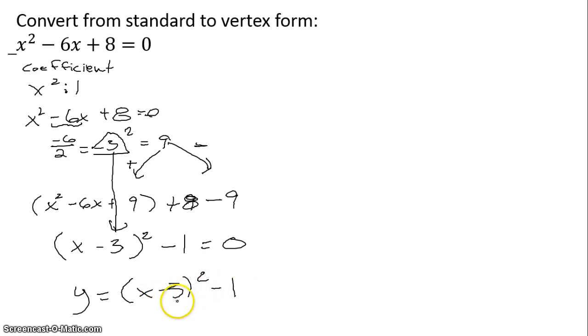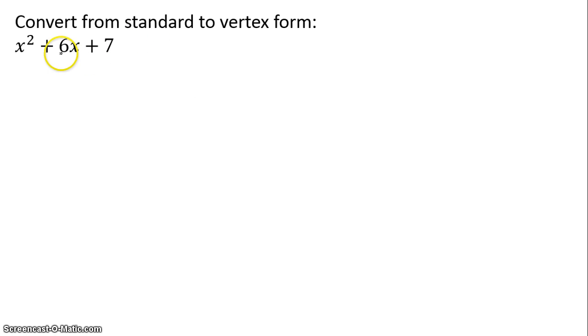Now we can tell what our vertex is. Our vertex would be (3, negative 1). Our axis of symmetry is x equals 3. And go from there. It's opening up. We could graph this, everything else from here. All right, so that's completing the square. Let's do another one.